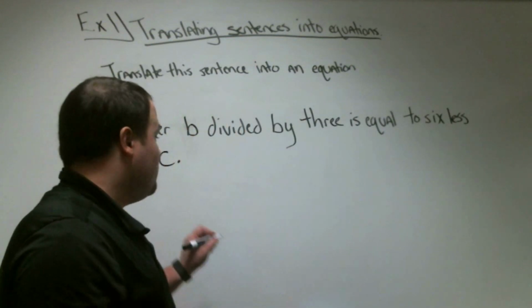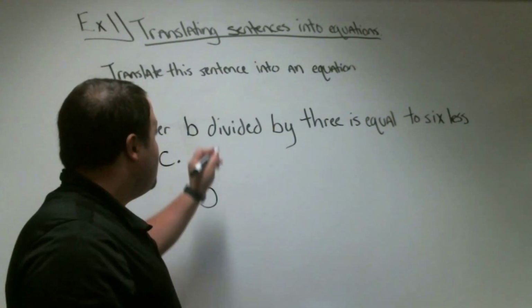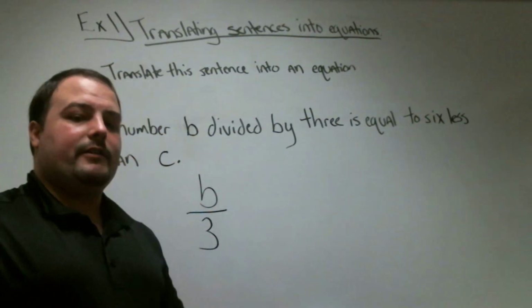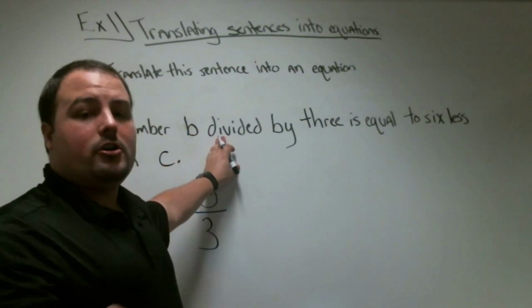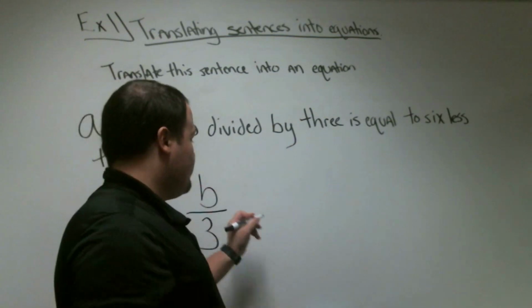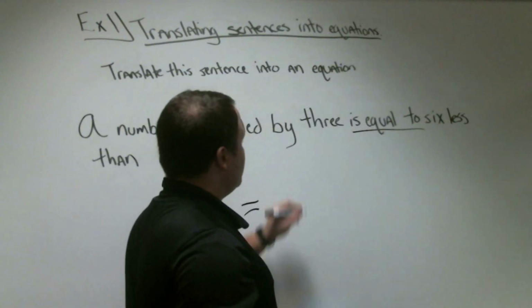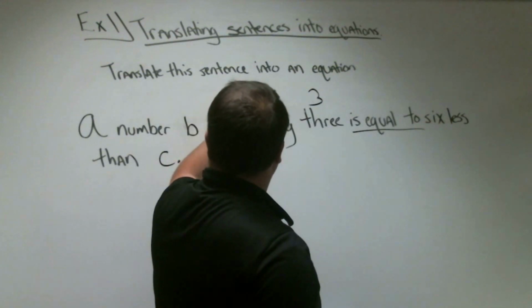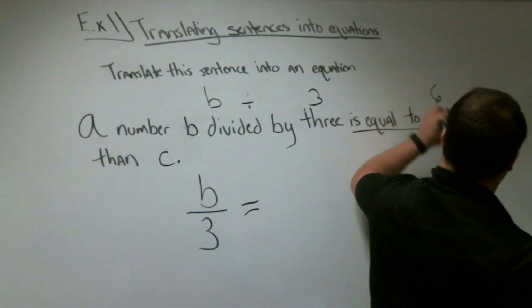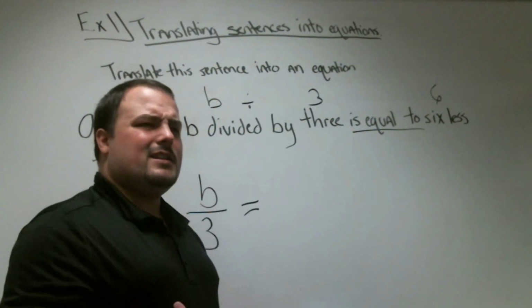So first thing we want to do is write what they said. A number b, so I'm going to write the number b, divided by 3. So I'm going to write that b is being divided by 3. I'm going to write it kind of like a fraction because I know that division could also be this bar right here. B divided by 3 is equal to, so I'm going to draw an equal sign because that's what the words is equal to mean. 6 less than c. So I have 6, the words less than mean take away c. So 6 less than c.